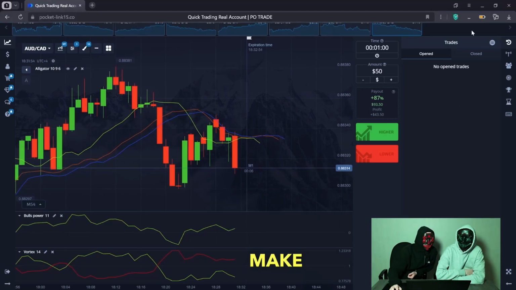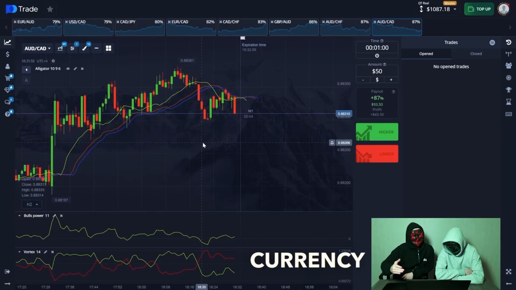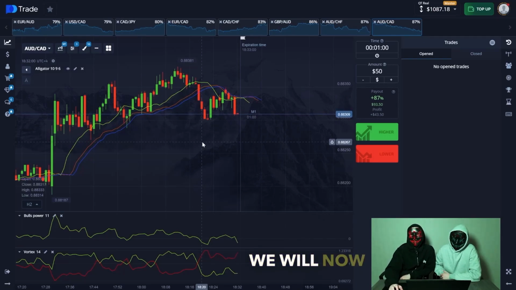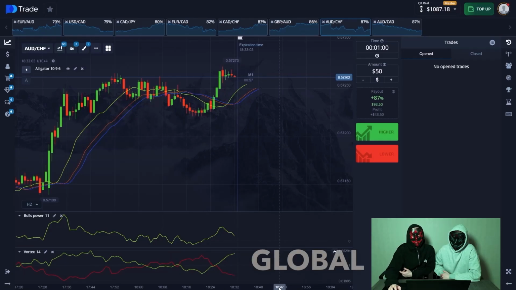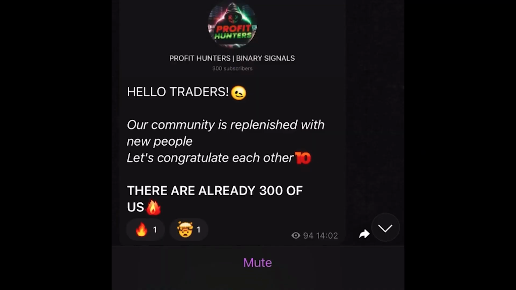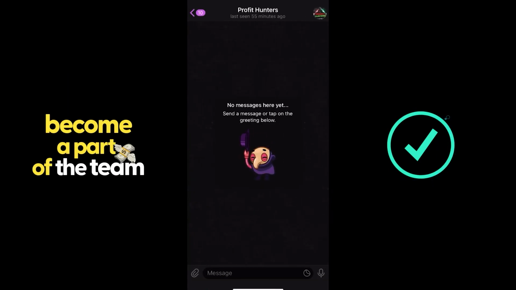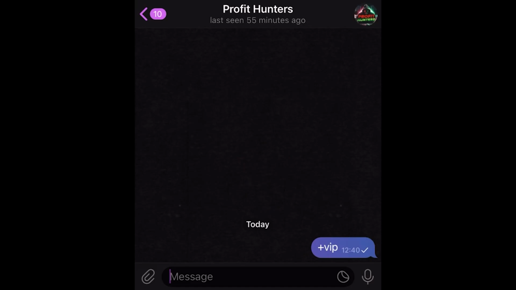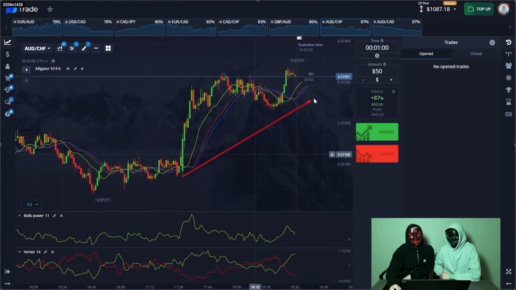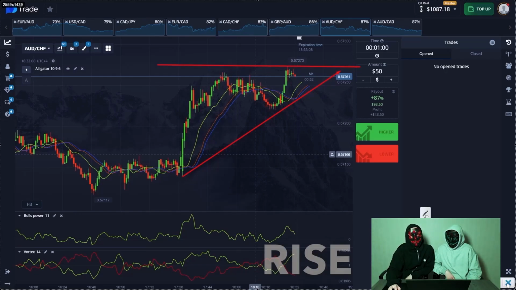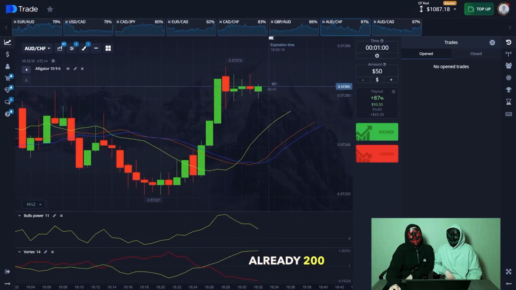Now I will try to make good results and I will change the currency pair, Australian dollar, CHF, and we have a global uptrend. We will now draw, friends, together with you, the global trend, and the resistance area, we have a pattern triangle. We will open for a rise here, change the bet to already $200.